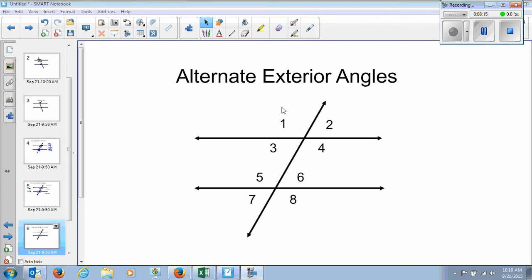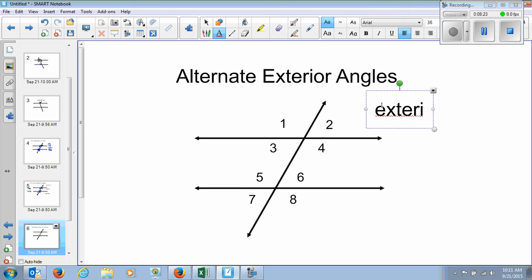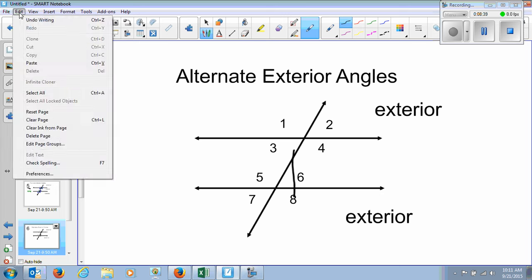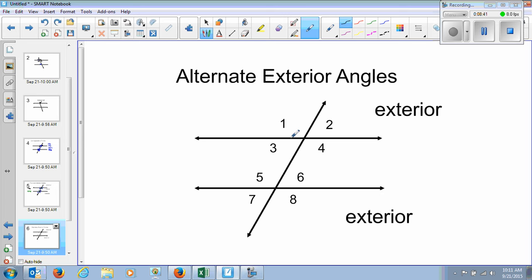Now we get to our next set of angles, alternate exterior angles. So we talked about how the stuff that's out here is considered the exterior. So these angles that are outside of the parallel lines are considered the exterior angles. So we look at our angles. 1, 2, 7, and 8 are exterior. So I'm going to go ahead and mark angle 1. And I'm going to try to find the angle that is alternate to angle 1 and on the exterior.